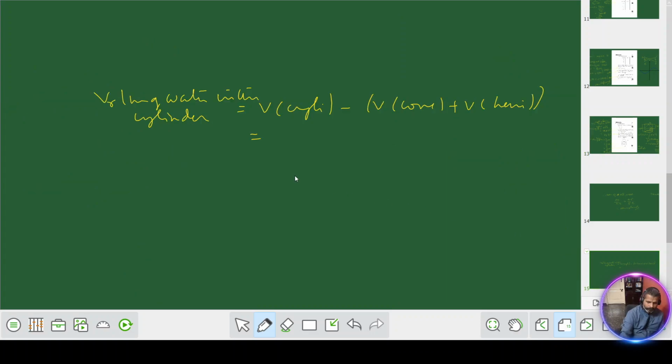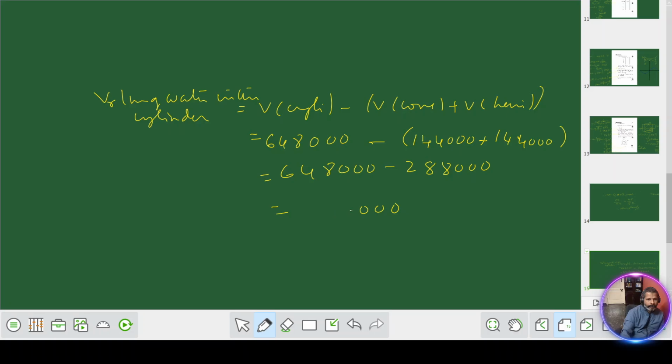648,000. Okay. 648,000 minus volume of cone is 144,000 plus volume of hemisphere also came the same, 144,000. Therefore 648,000 minus 288,000, on subtraction, 360,000 pi cm cube.